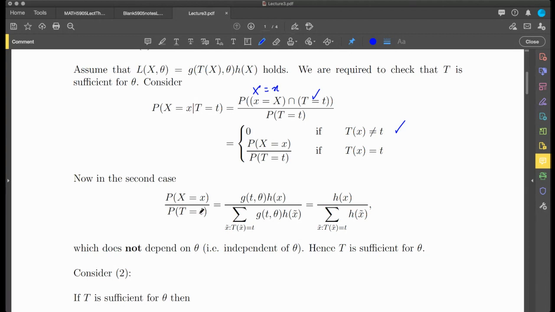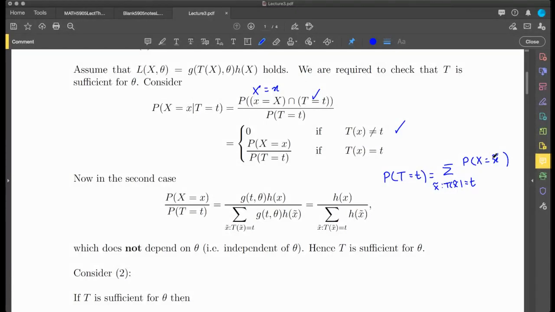One way to write the probability that T equals t is to look over all, say, x tilde, such that T(x tilde) equals t, and then we look at the probability that X equals x tilde. To compute the probability that T equals t, I search for all x such that T(x) equals t, and then I sum all these probabilities. That gives me the probability that T equals t.